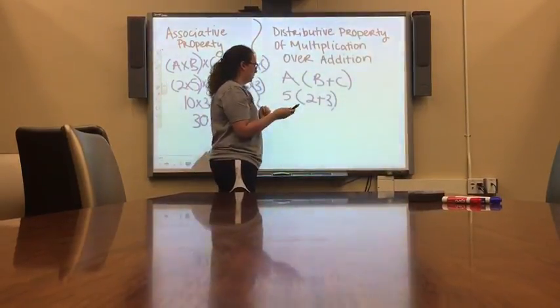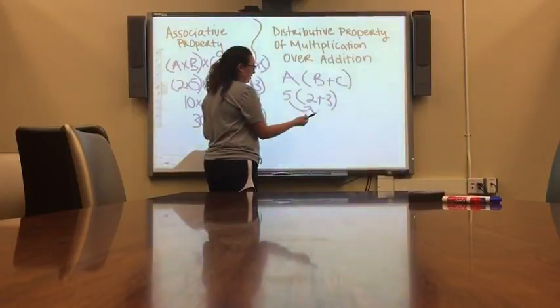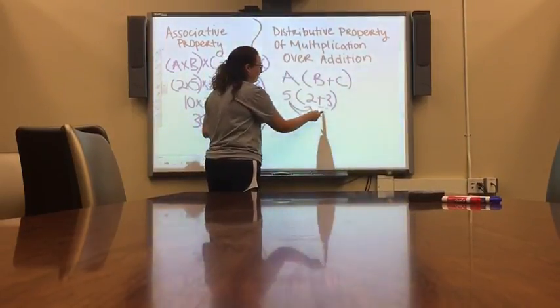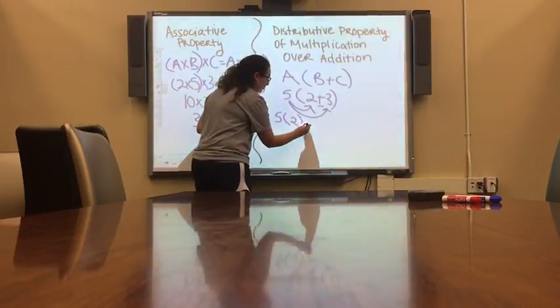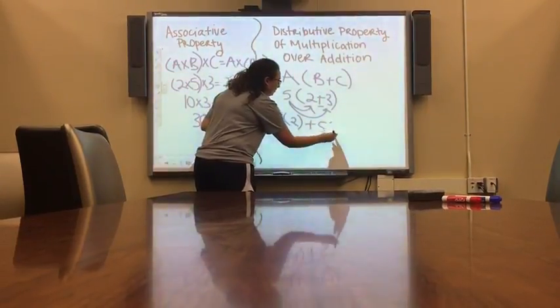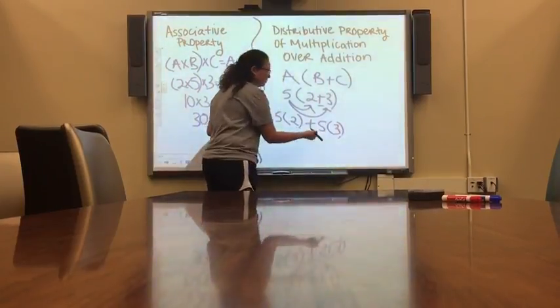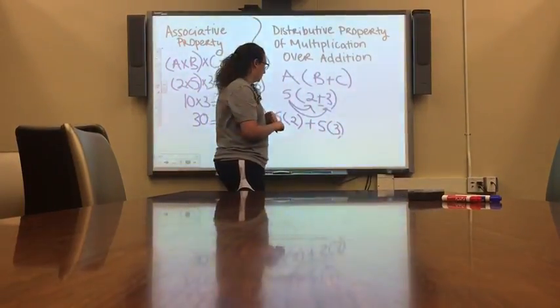Okay? So what we're going to do is simply multiply the 5 and the 2, plus 5 times 3. So it'll look like this. 5 times 2 plus 5 times 3. We put these numbers in parentheses just because it makes it easier to see what you're working with.